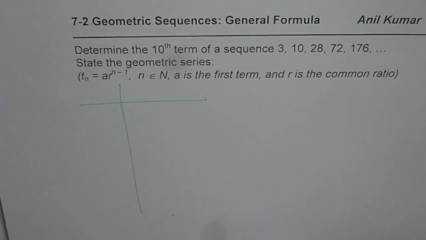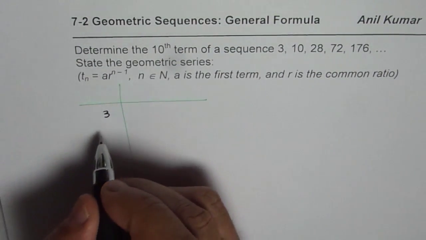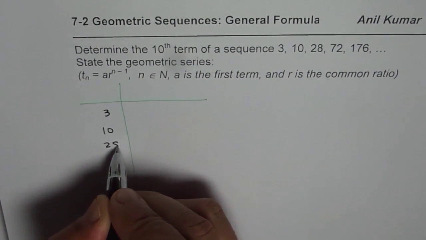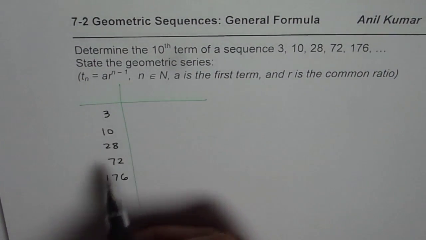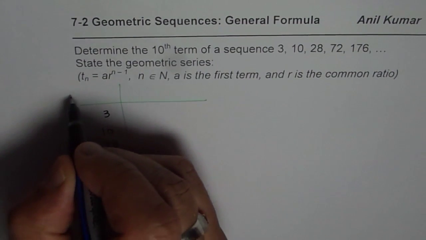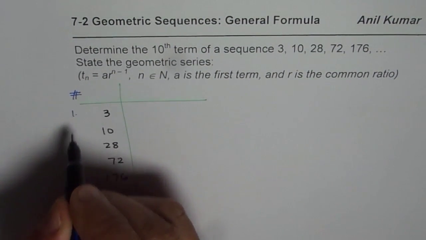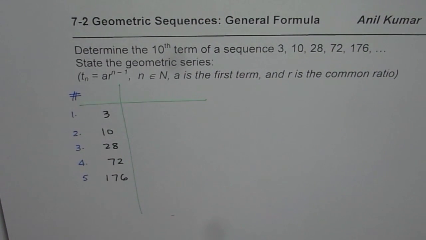Whenever you have a series which is not very straightforward, what we should do is try to analyze it. The terms are 3, 10, 28, 72, 176. Now how do we get these terms? That is what you have to figure out. We have to relate them with the term numbers, so let me write term numbers on the side. This is the first term, second term, third term, fourth term, and fifth term. So with respect to the number, how do you get your answer? That is what you have to figure out.